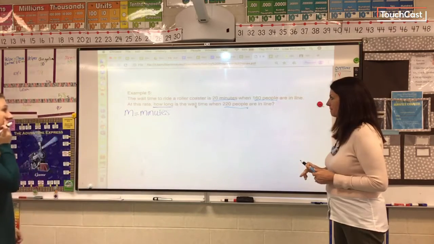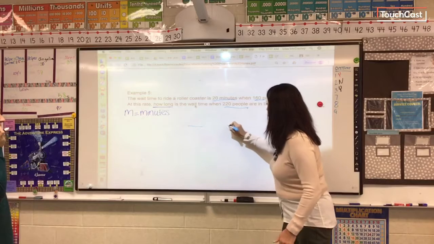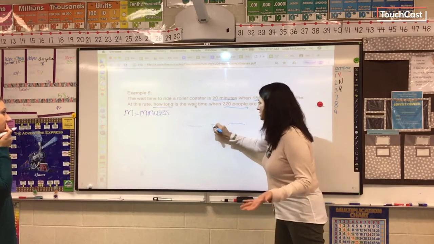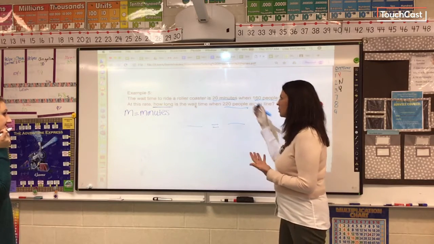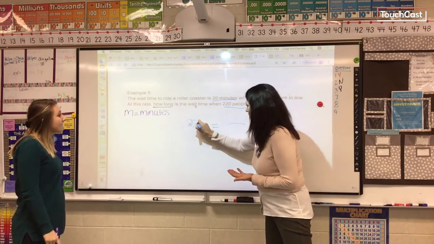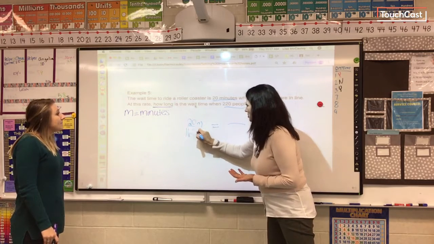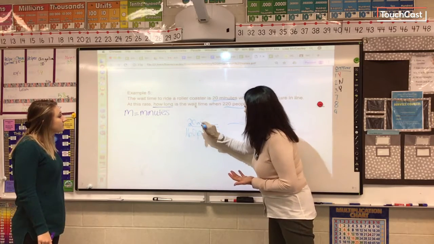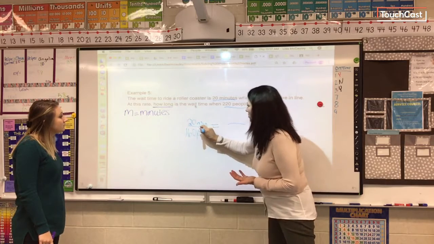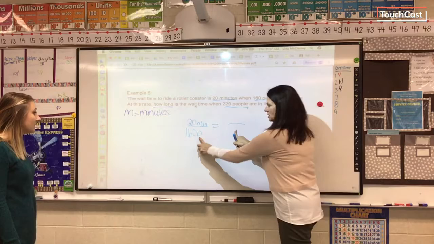All right, now what should we do next? I guess let's set up the proportion. When I set up a proportion, the labels need to match. And I'm doing word problems, I want to label what I'm talking about. So 20 minutes I'm going to put up here is for 160 people. I guess I'll just write out minutes so it doesn't get confusing with the variable. And then over here, I have people. So people has to go with people.